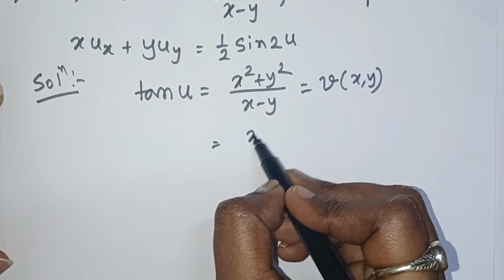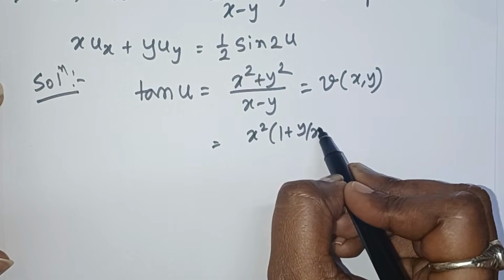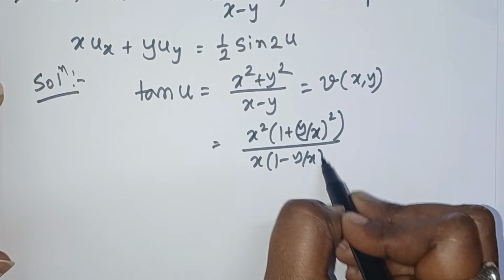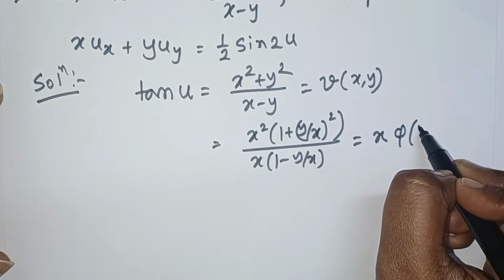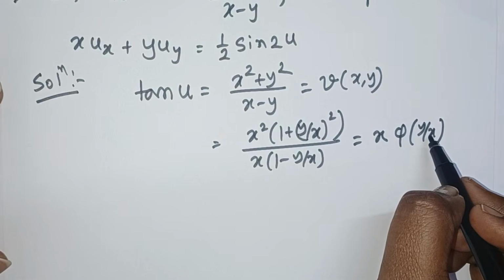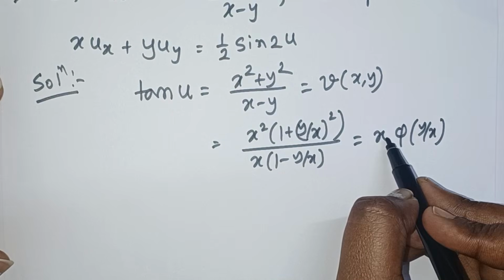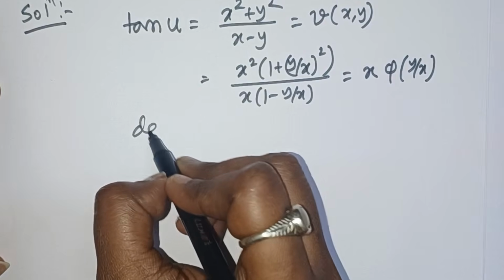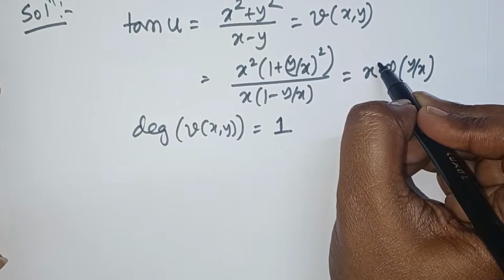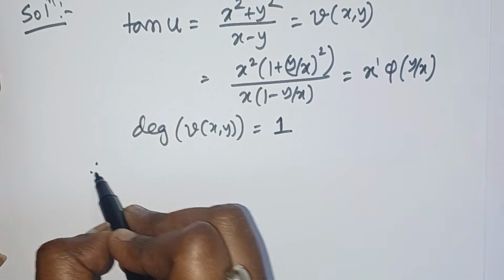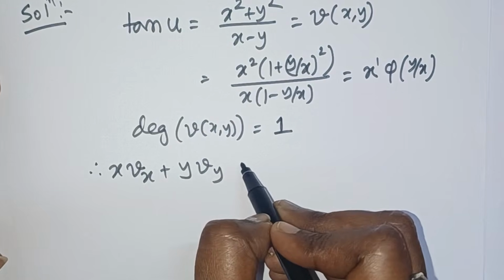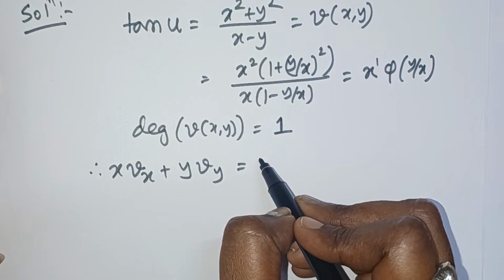So we can write this as x square into (1 plus y by x) whole square by x into (1 minus y by x). Then you can see that we can write this as x into phi of y by x. This function is actually phi of y by x. Now since the function v is here, we can write degree of v(x,y) equal to 1 because this is x to the power 1. So by definition of degree, degree of v(x,y) equals 1, and we will now apply Euler's theorem on the function v.